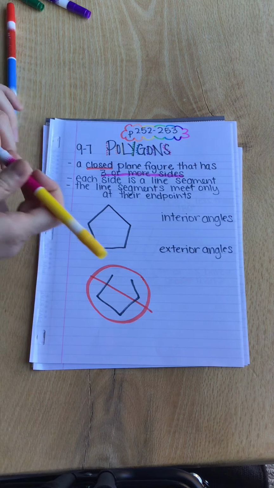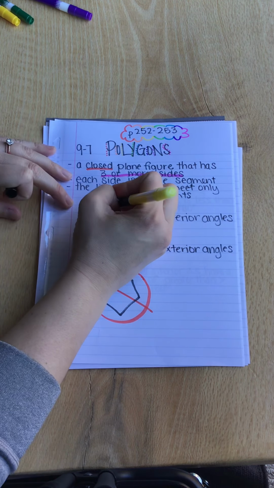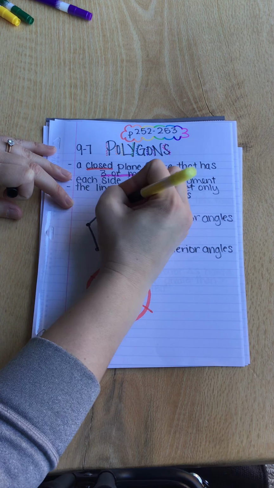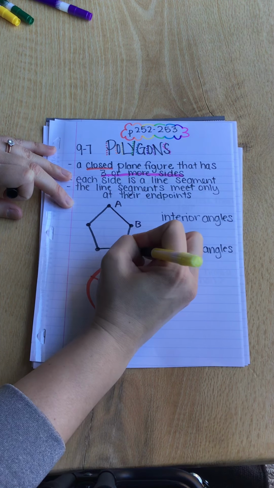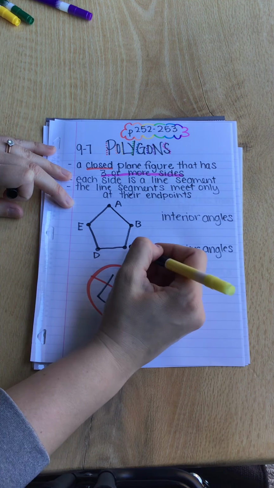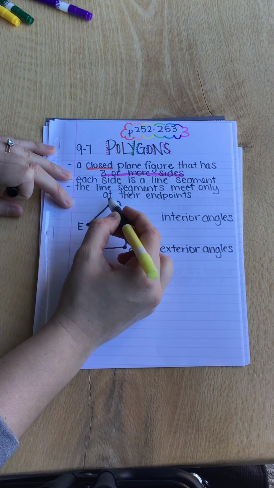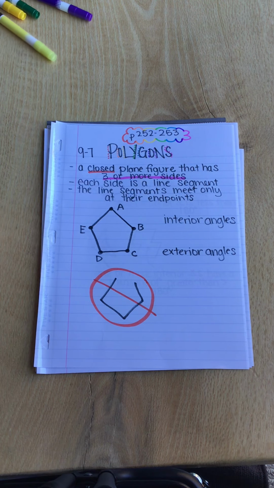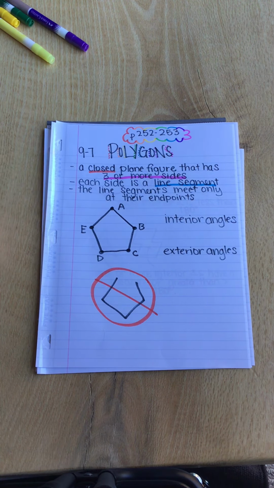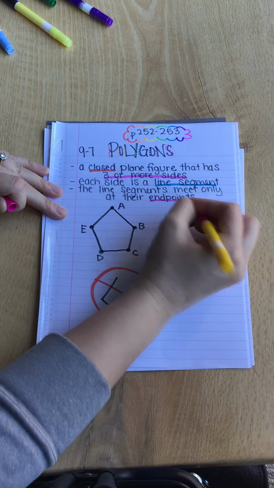3 or more sides. Now, each side is a line segment. Okay, and on my other one I had it all set up. Sorry guys. Each line is a line segment. So if this is my polygon, A, B, C, D, E: line segment AB, line segment BC, line segment CD, line segment DE, line segment EA. Okay, so each line is a line segment. Okay, the line segments meet only at their end points.